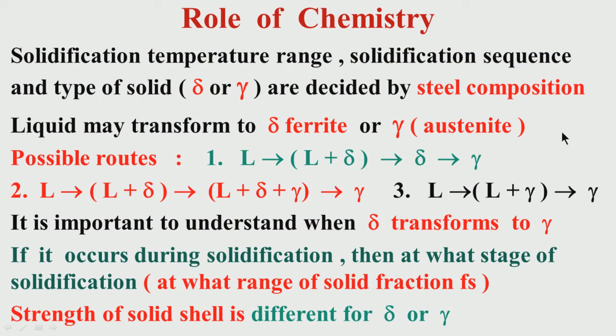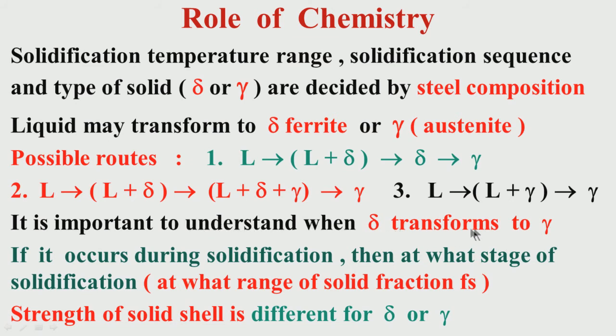So, that means the chemistry will dictate: carbon equivalent for plain carbon and low alloy steels, and for stainless steel nickel equivalent by chromium equivalent. This ratio will determine the specific chemistry, and will dictate how the solidification takes place.